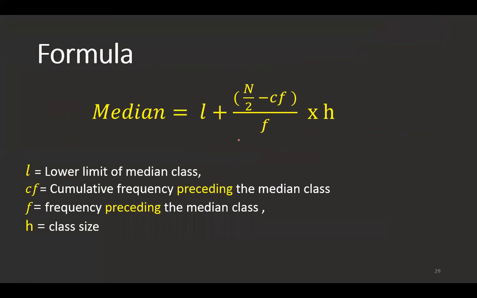Now, the formula we are going to have is the median formula. This L is called the lower limit, n by 2, CF is the cumulative frequency, F is the frequency of the median class, and H is the class size. Usually this H will be the class size.